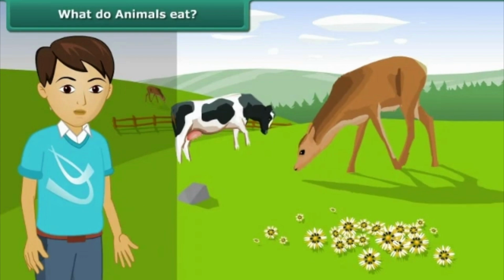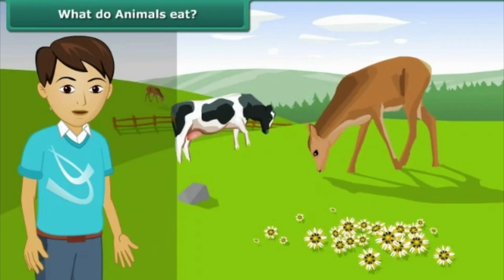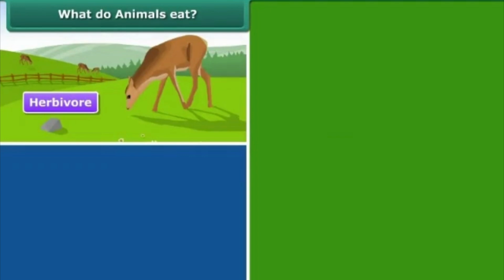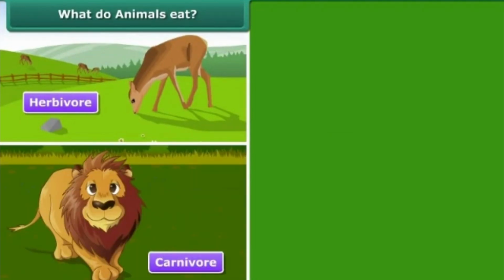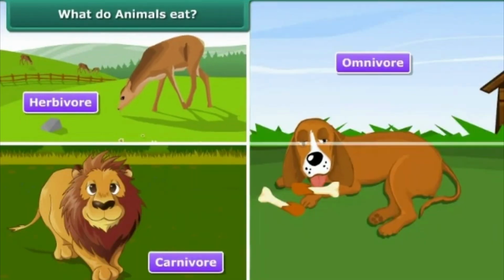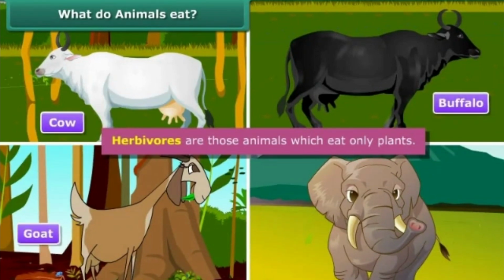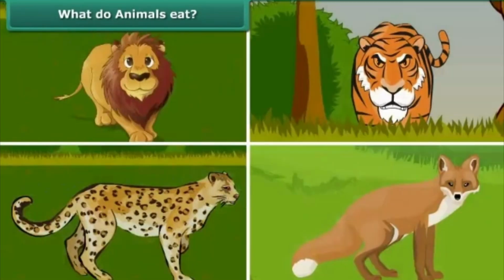What do animals eat? Do you know that there are 3 types of animals on the basis of nature of food they eat? They are herbivore, carnivore, and omnivore. Herbivorous are those animals which eat only plants. Example, cow, buffalo, goat, elephant, etc.